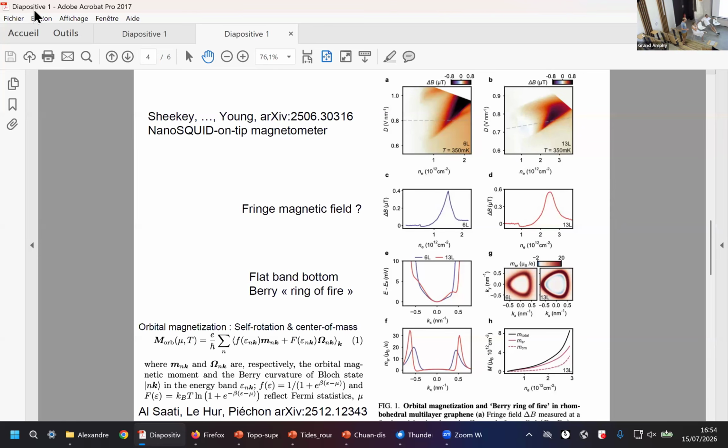Okay, and what they see is that this field, which is a measure of spontaneous magnetization, evolves as a function of doping, and you see it's almost 0, a bit negative, and then it becomes very big at some finite doping. This is in the normal state in the quarter metal. And the interpretation is that that's the band structure. They show it for 6 layers, 13 layers.